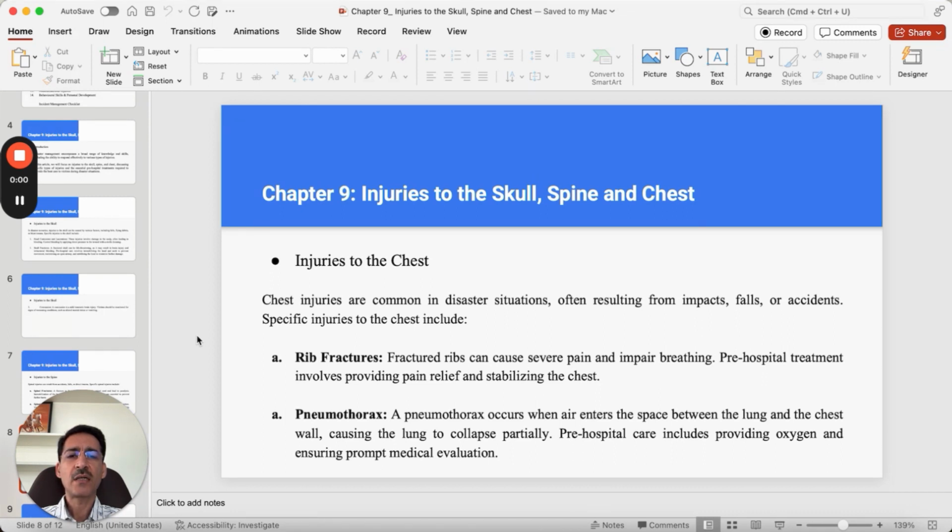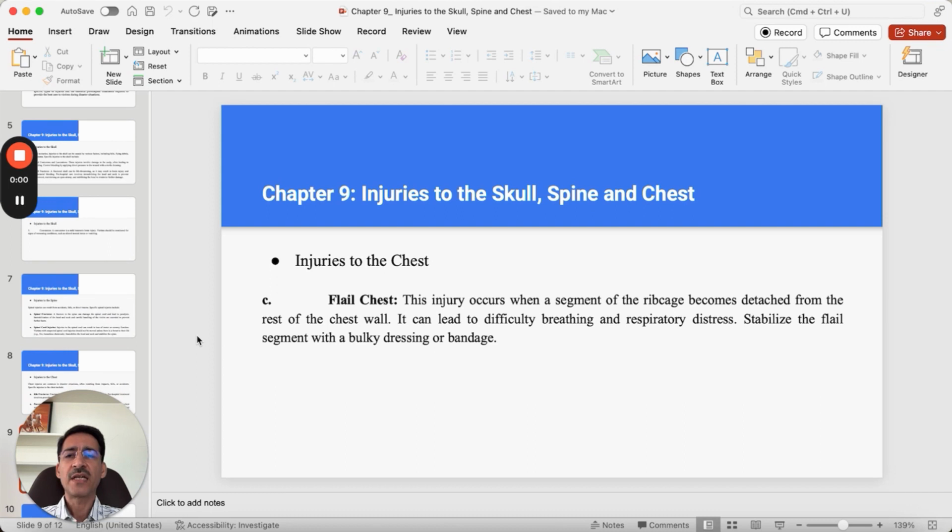Pneumothorax. A pneumothorax occurs when air enters the space between the lung and the chest wall, causing the lung to collapse partially. Pre-hospital care includes providing oxygen and ensuring prompt medical evaluation. Flail chest. This injury occurs when a segment of the rib cage becomes detached from the rest of the chest wall. It can lead to difficulty breathing and respiratory distress. Stabilize the flail segment with a bulky dressing or bandage.